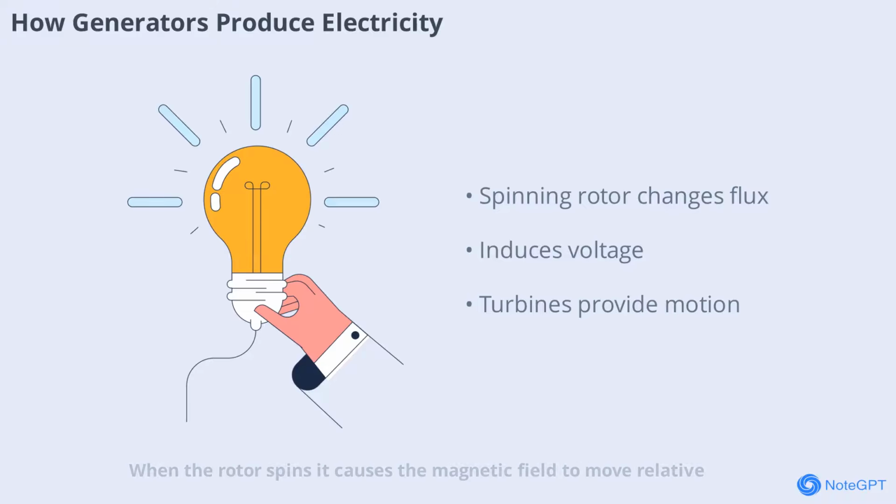When the rotor spins, it causes the magnetic field to move relative to the coils of wire in the stator. This movement changes the magnetic flux through the coils, and according to Faraday's law, this change induces a voltage. The faster the rotor spins, the greater the voltage and current produced. This is why power plants use turbines powered by steam, water, or wind to keep generators spinning at high speeds.